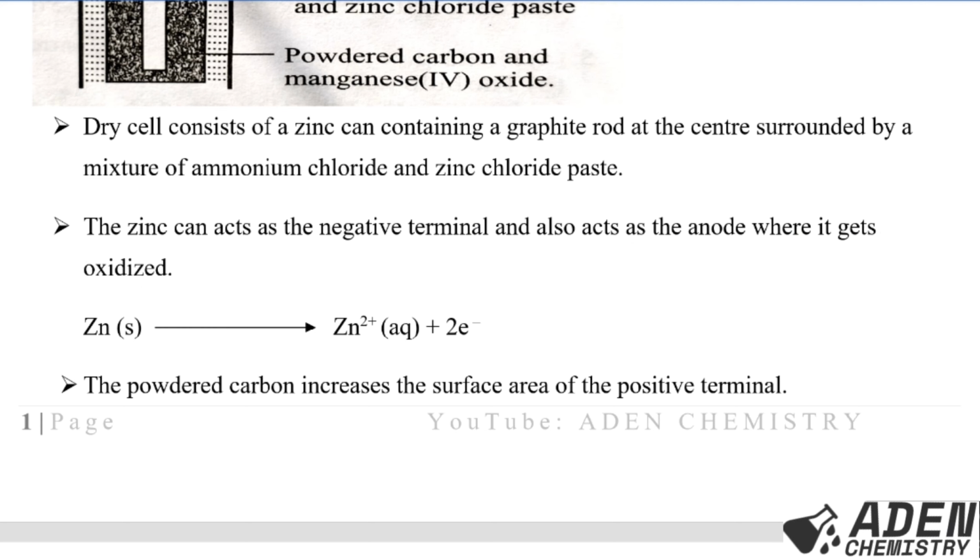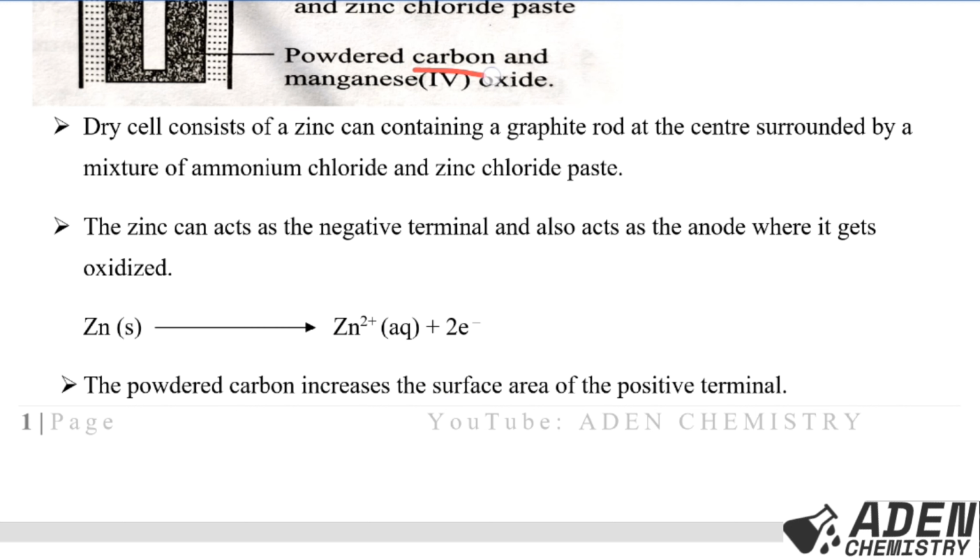Remember when we define the anode, we said the anode is the electrode where oxidation occurs. So what is oxidation? Oxidation is loss of electrons. So we have solid zinc losing electrons to form zinc 2+ ions. The electrons lost are written on the product side, or the right hand side, of the ionic equation.